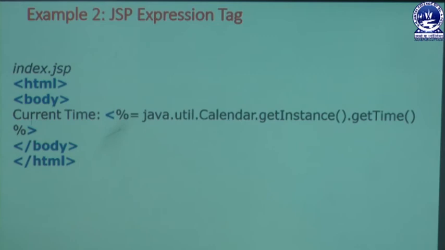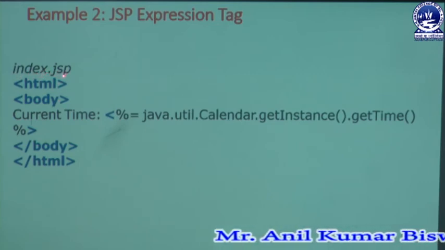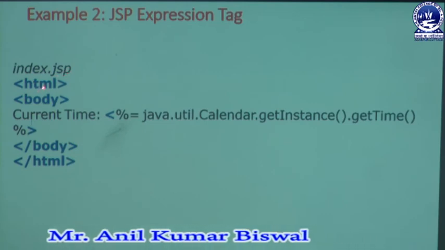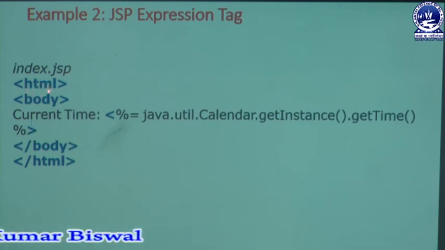Next example of the expression tag: we save the file as index.jsp with the HTML tag, and in that HTML tag we have a body tag. In that body tag we display the system's current date and time, which is more dynamic. Without taking the help of the out.println or out.print method, we can directly use the expression tag.